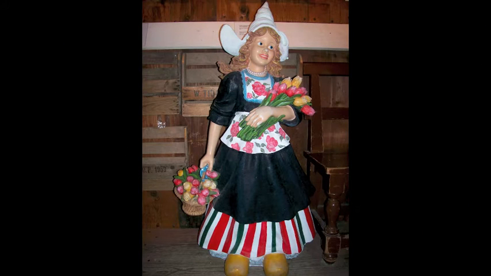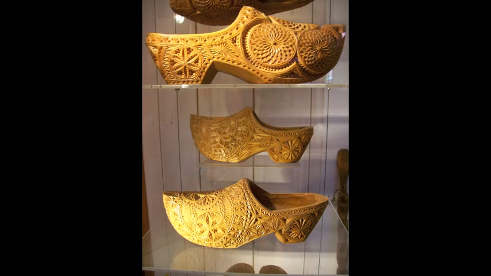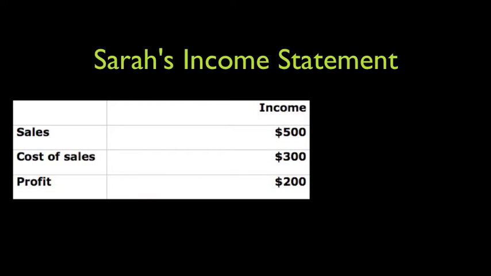This is Sarah. Sarah has her own business selling wooden clogs. Last week, Sarah sold 50 pairs of clogs for $10 each. Let's now look at Sarah's income statement for the week.